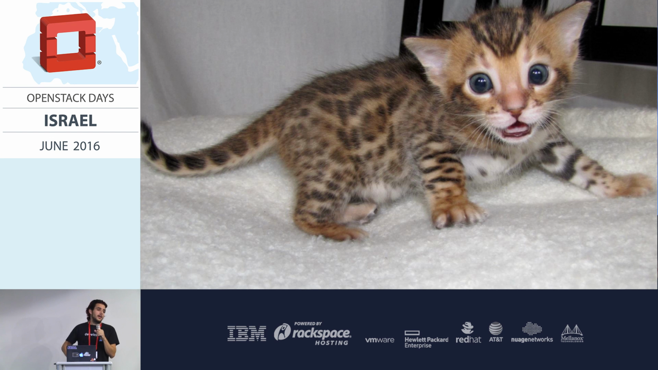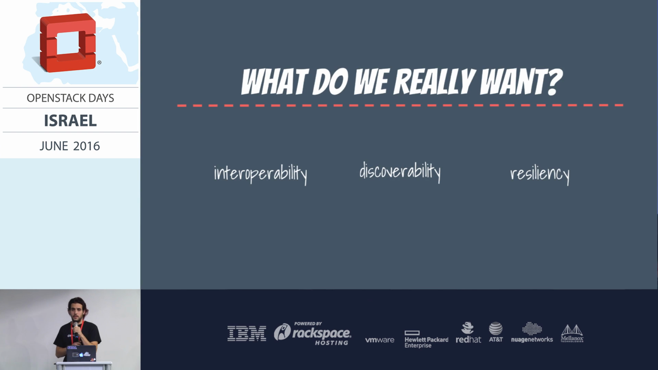So that's bad. I went through all the bad things. I'm going to start talking, hopefully, about good things about the Glance API, or at least the work we want to do there. So with all those bad things in mind, let's try to dive into what we really want. So what do we really want? We want interoperability, we want discoverability, and we want resiliency. We want the API to be resilient and react.